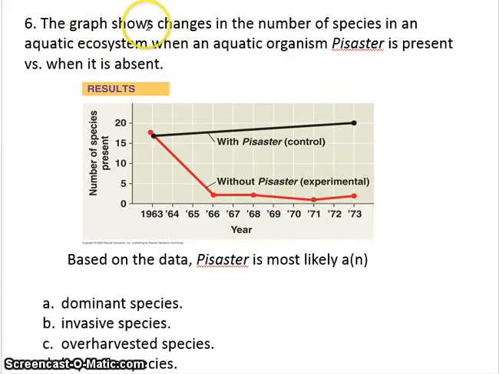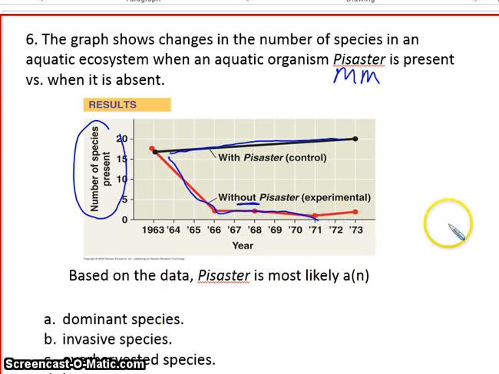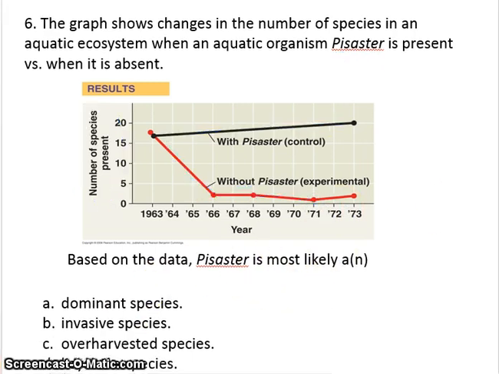Number 6 says the graph shows change in the number of species in an aquatic ecosystem when this aquatic organism, Pisaster, is present versus when it's absent. Again, I don't know what Pisaster is, but to not get confused, I'm just going to call it Mickey Mouse. So Mickey Mouse is present versus when it's absent, and it looks like the number of species, so the biodiversity, when this is present tends to increase, versus when they take it out of the ecosystem, the number of species really declines rapidly.